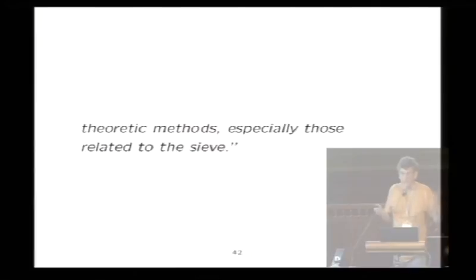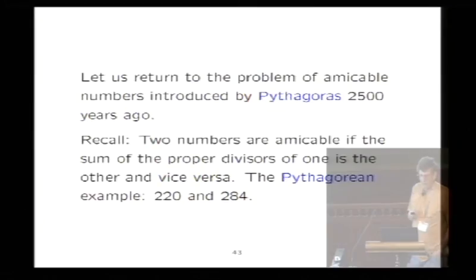So that's the background of the wonderful Erdős-Katz theorem. Let's return to the subject that I began with at the beginning of this talk, namely amicable numbers. So we saw that 220 and 284 are amicable numbers. In fact, they're the first pair. They were discovered by Pythagoras. The sum of the proper divisors of 220 is 284, and vice versa.